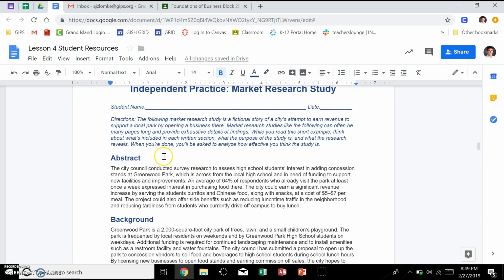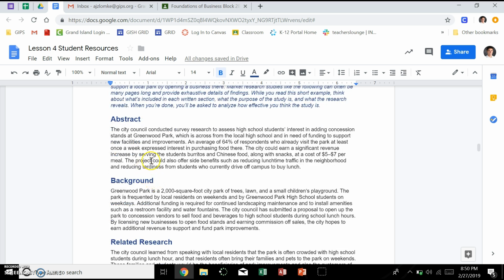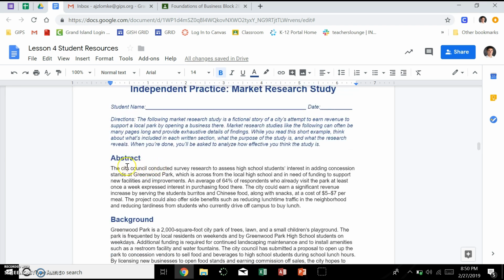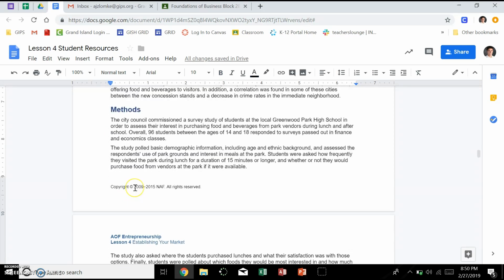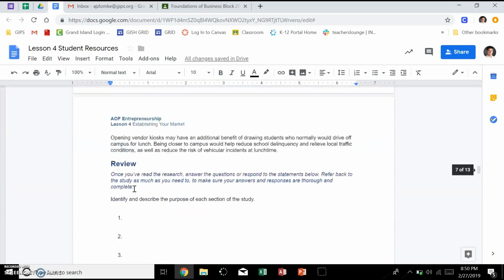Okay, so your focus here is you're going to read through this to see what a market research study looks like. Instead of you completing one of these, I'm going to actually have you put your results onto a poster to better explain them. So the purpose of this is for you to get an idea of what a research study is going to look like. I ask that you skim through the different sections, and you'll notice there are many different sections here. On the bottom there are some questions that you're going to answer.